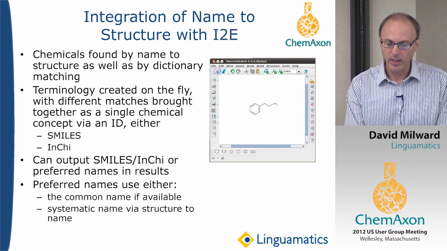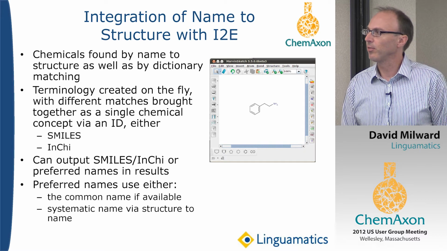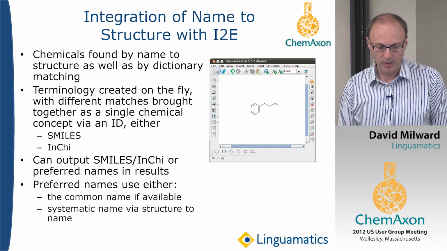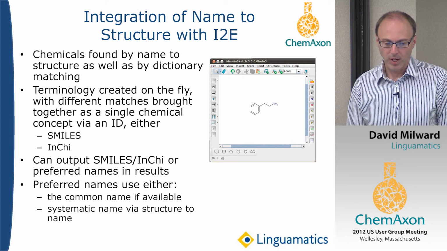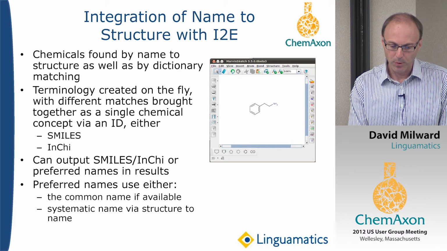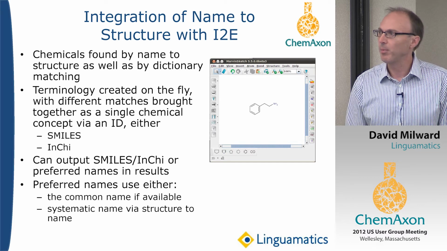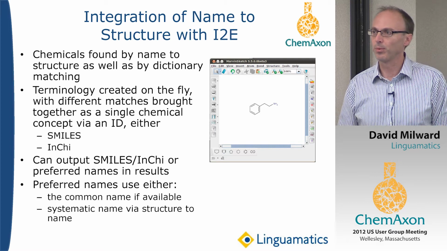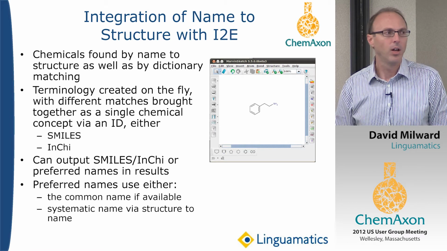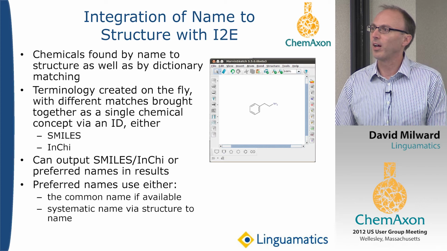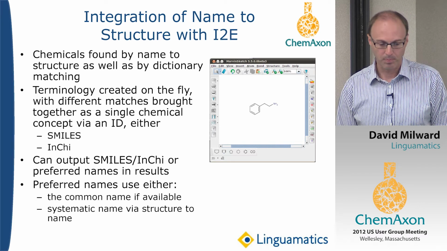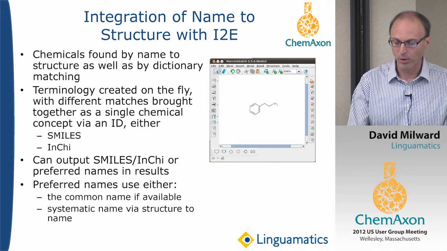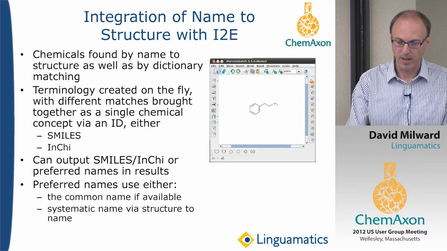The named structure is then assigning those the structure, and we can represent that both as SMILES or as InChI. We can output SMILES or InChI, or we can output a preferred name. The preferred name is actually regenerated from the structure so that it's standardized. So we can have multiple different structures coming in. If they've got the equivalent SMILES, we'll give the same preferred name to them. So we use a common name if it's available, or a systematic name via the structure to name.